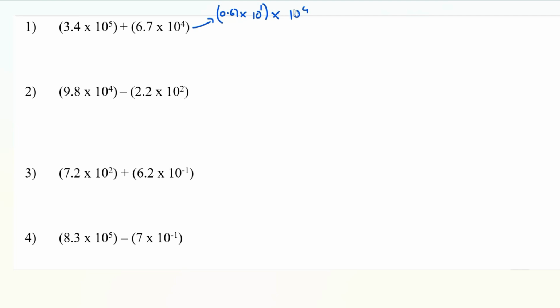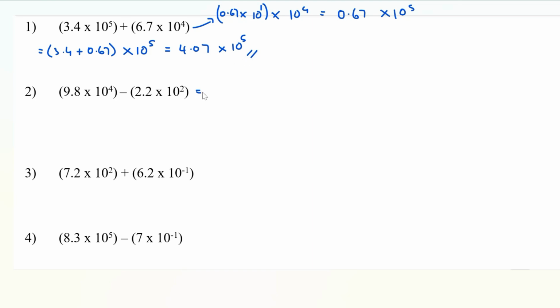Now if we just add these powers together, as we have the same base and we're multiplying, that gives us 0.67 times 10 to the power of 5. So if we add the coefficients, that will be 3.4 plus 0.67 times 10 to the power of 5, which is 4.07 times 10 to the power of 5. A is within the range of 1 and 10, so this is in standard form, and that's our final answer.